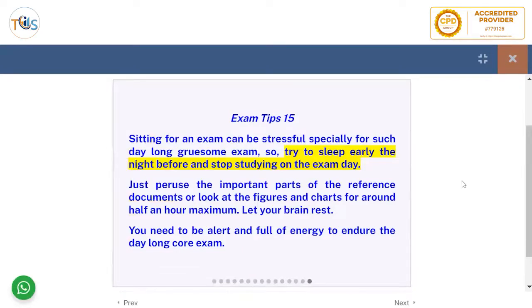Sitting for an exam can be stressful, especially for such a day-long, gruelling exam. So try to sleep early the night before and stop studying on exam day. Just peruse the important parts of the reference document or look at the figures and charts for around half an hour maximum. Let your brain rest. You need to be alert and full of energy to endure the day-long core exam.